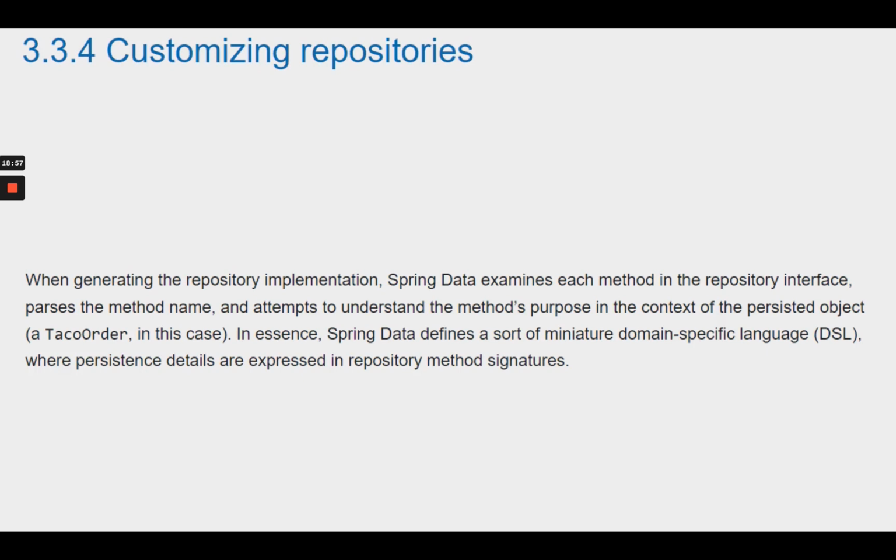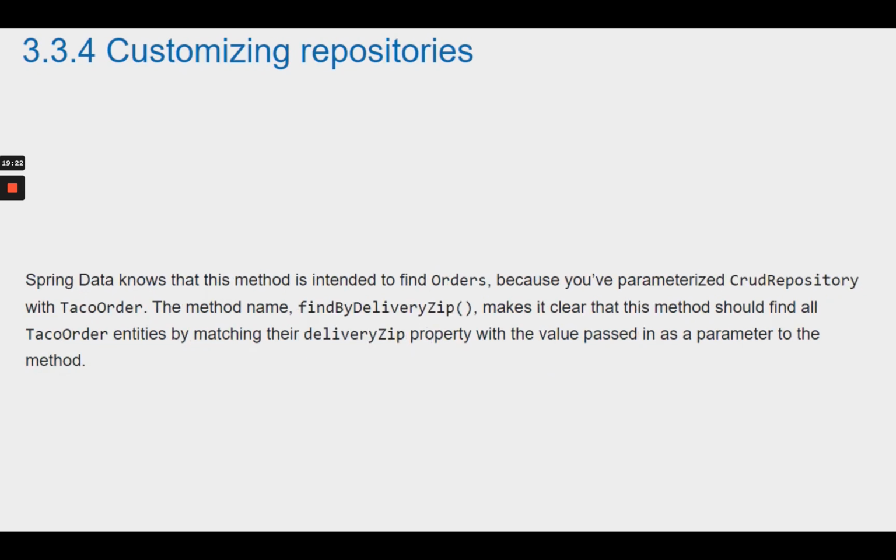When generating the repository implementation, Spring Data examines each method in the repository interface, parses the method name, and attempts to understand the method's purpose in the context of the persisted object, a taco order in this case. In essence, Spring Data defines a sort of miniature domain-specific language, DSL, where persistence details are expressed in repository method signatures. Spring Data knows that this method is intended to find orders, because you've parameterized CRUD repository with taco order.